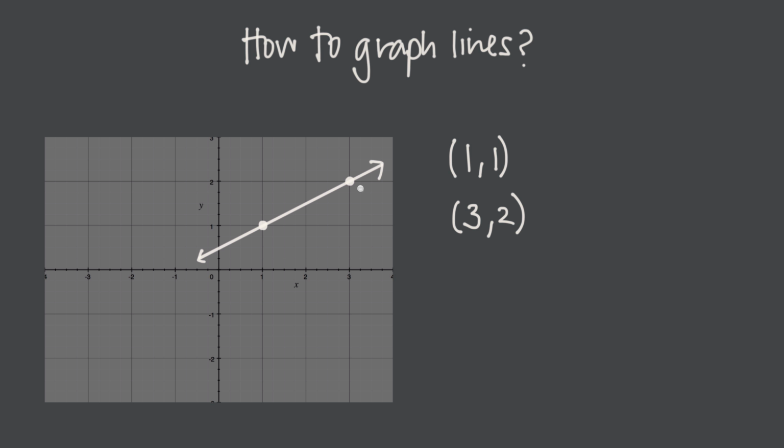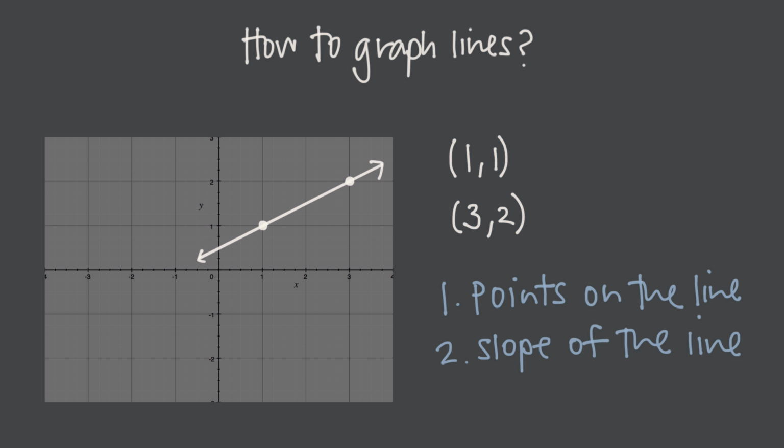Now, before we go forward, we need to talk about the fact that there are really only two pieces of interesting information about any line. It doesn't matter what kind of line it is or what it looks like. If it's a line, there's really only two things that we care about. And those are, number one, points on the line, and number two, the slope of the line. We already talked about points on the line. We know that this point here is the point (1, 1), and this point here is the point (3, 2), and those both lie on the line.